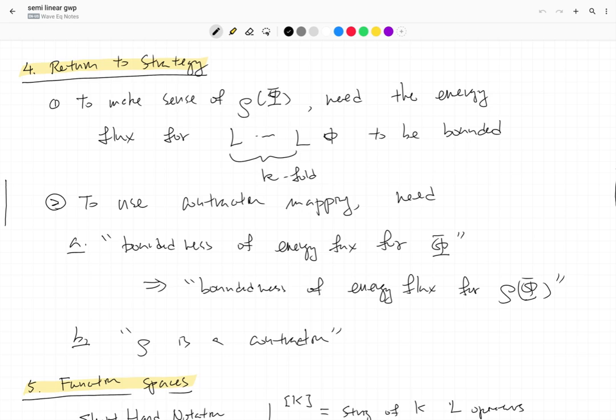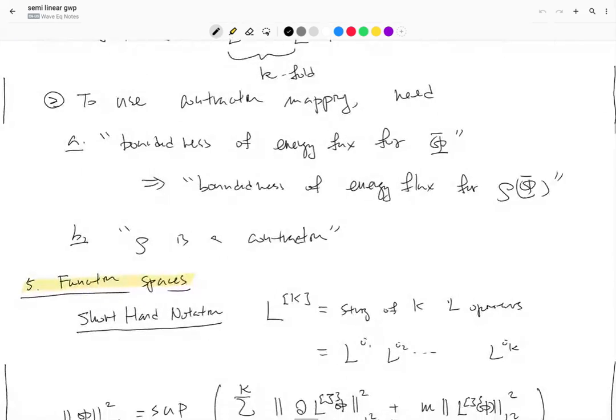So we need to have this mapping be from some function space to itself, and then this is actually a contraction mapping. The next thing to do then is to define what are the function spaces that we need to use in this argument. I'm going to first show you what they are, and then we're going to explain a little bit their use later on.